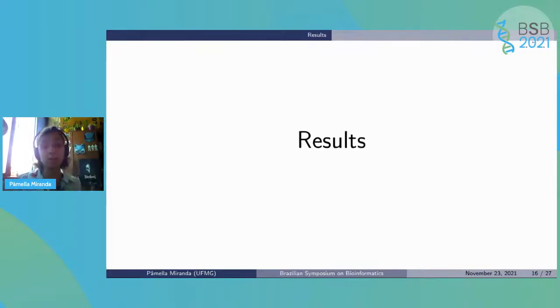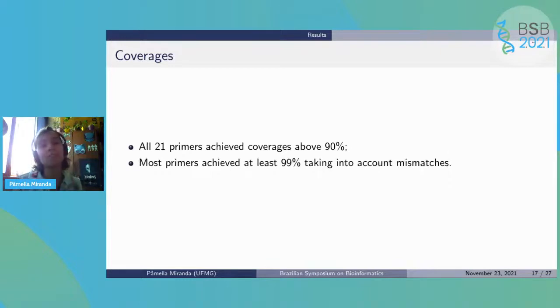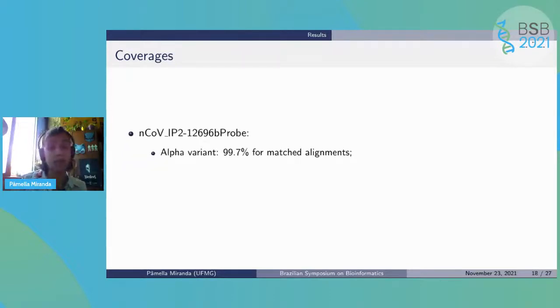So from our workflow, what do we find? We find all primers from hook protocols achieved coverages above 90%, and most of them achieved at least 99% when we consider up to 3 consecutive mismatches. I brought up an example of the probe from Institute Pasteur.